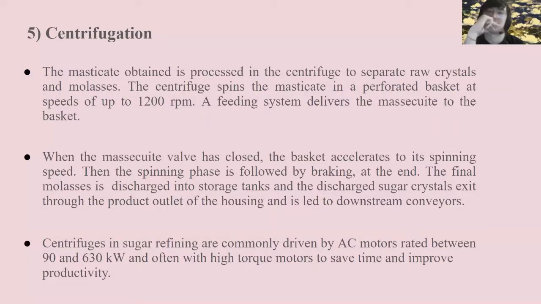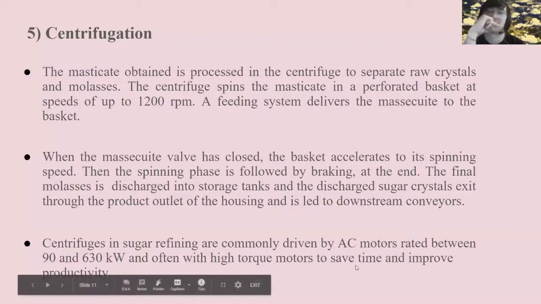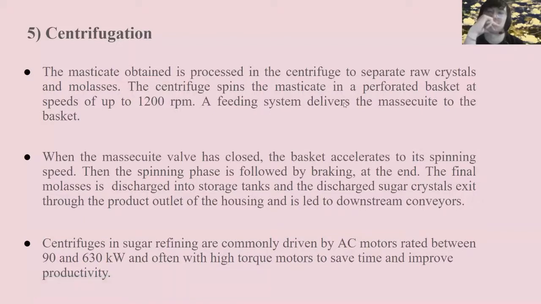Next is centrifugation. The massecuite obtained is processed in the centrifuge to separate raw crystal and molasses. The centrifuge spins the massecuite in a perforated basket at speeds of up to 1,200 RPM. When the massecuite valve is closed, the basket accelerates the spin, followed by braking at the end. The final molasses is discharged into storage tanks, and the sugars are led to downstream conveyors. Centrifuges are usually operated by AC motors rated from 90 to 630 kilowatts. They usually have high torque motors that save time and improve productivity. Next slide.